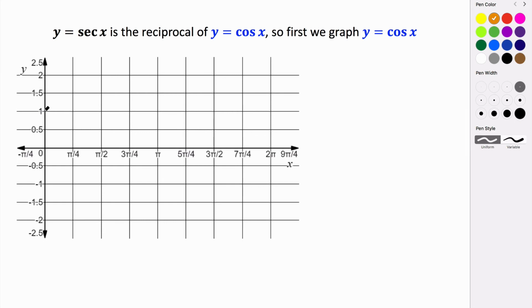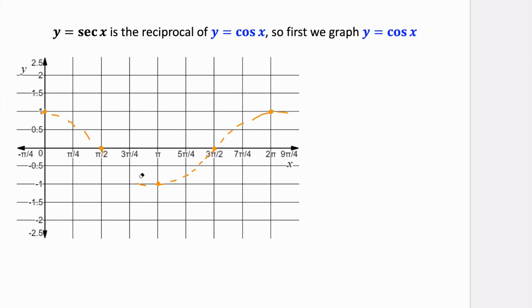So the cosine starts at its maximum. At pi over 2, we hit an x-intercept. At pi, we have a minimum value, back to an x-intercept, and then at 2 pi we have a maximum, and that's one cycle of the cosine function. So there's our cosine function. Let me clean it up a little bit here.